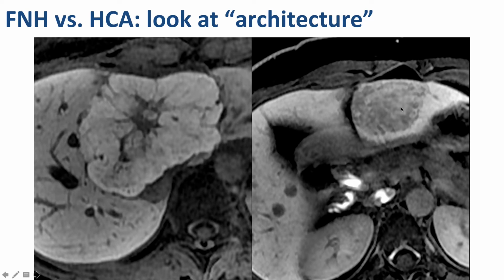This is also taking up the Gadoxetate, but in more of a patchy pattern, right? This does not have the same architecture as this, with this central scar and radiating network of fibrous septa. So when you see lesions that take up the agent, also look at the architecture. If you see this architecture, it's FNH. If you see this architecture, think adenoma.